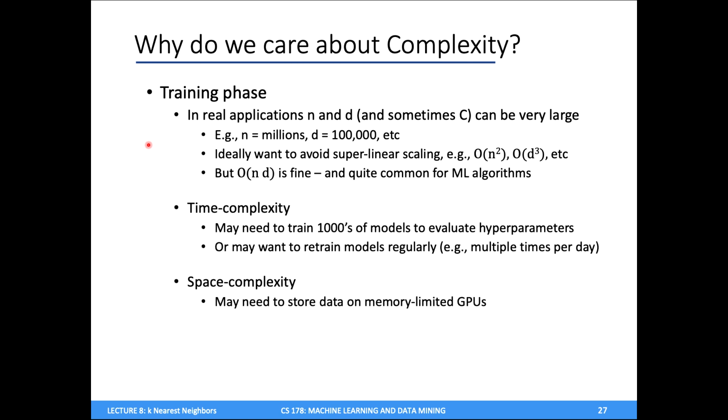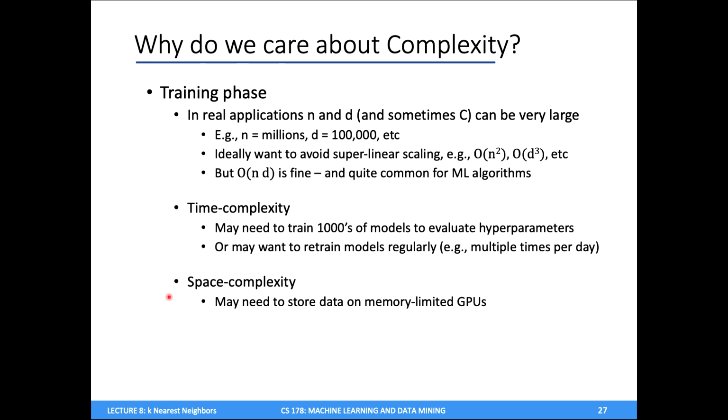We care about time complexity because you might want to train something like 1,000 different models in order to evaluate and tune hyperparameters. You might also want to compare different classifiers. And so it's fairly important that you can train these models in a reasonable amount of time. Another reason you might care about time complexity is you might want to regularly retrain your models. For example, if you get new data coming to you over time, it's useful to keep your models up to date in order to make the best predictions possible.